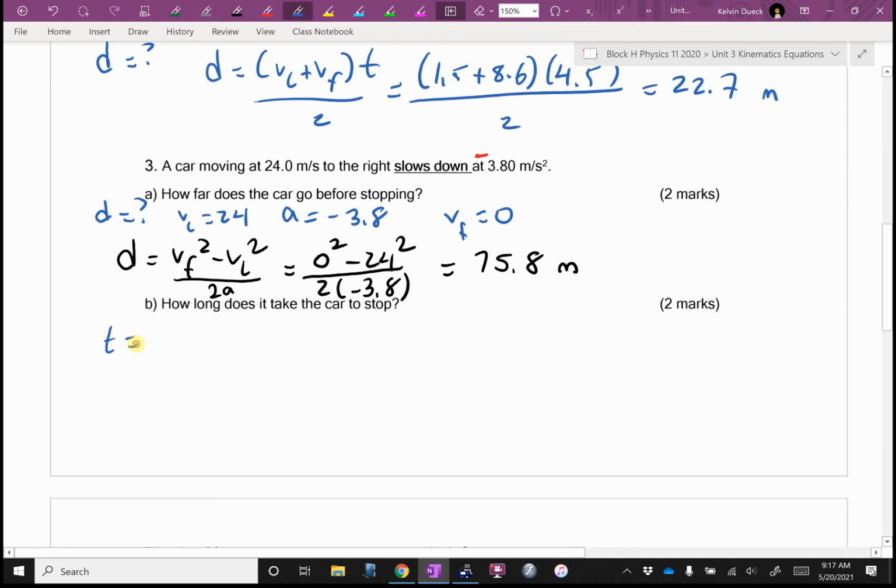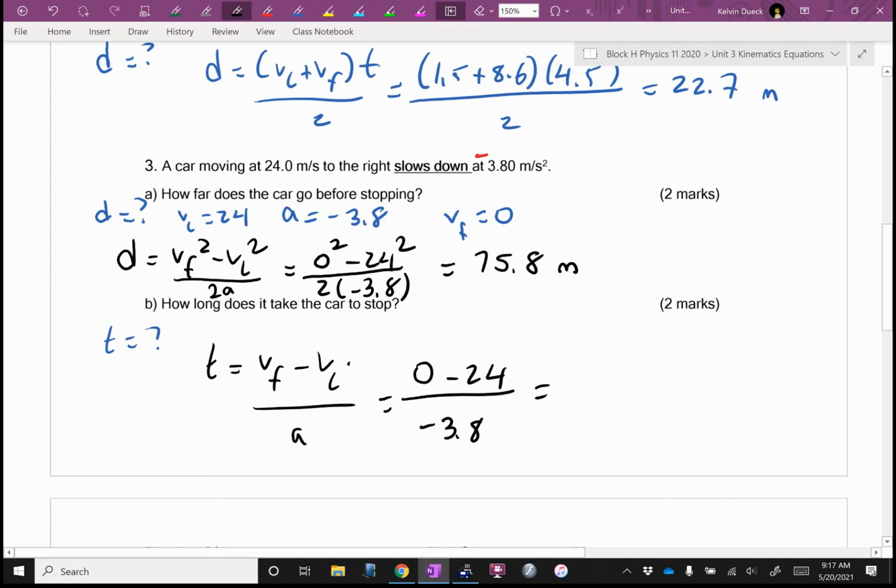B, time. Sarah, what would you use to find time? Yeah. I could probably find it using the D as well, but why? This is a fairly easy one that we've rewritten a bunch and are getting pretty good at probably by now. It's going to be VF 0 minus 24 divided by negative 3.8. Liam, again, here I'll get a negative divided by negative. I'm positive. And I will get a positive time.